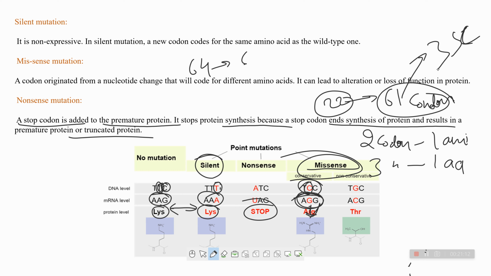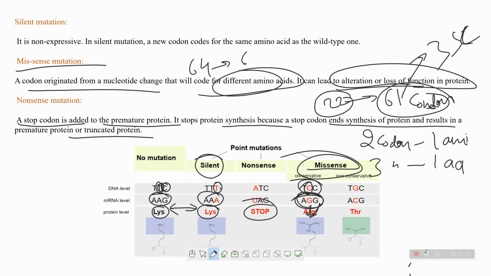So in missense mutation, a codon originating from a nucleotide change will code for a different amino acid. It can lead to alteration or loss of function of a protein, right? If there is a change in the function of the protein, or a loss of the function of the protein, it will occur.